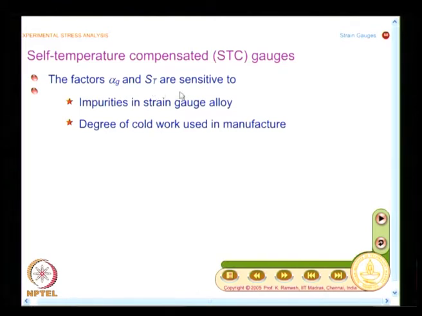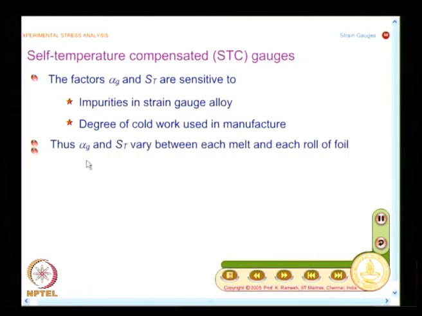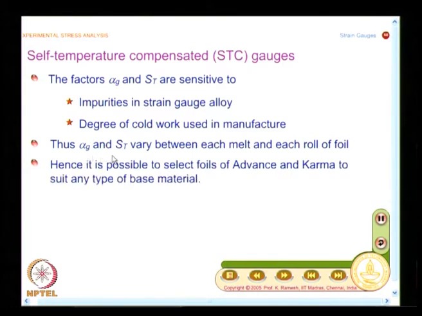And another aspect is, while making a strain gauge foil, you also do a cold work, and the degree of cold work used in manufacture. So, in essence what happens, the values of alpha g and St vary between each melt and each roll of foil. So, what you do is, you go through the metallurgical process, create the foil, then estimate what is the value of alpha g and St for that particular batch, and use it for making strain gauges for a particular base material. This is the physics behind it.